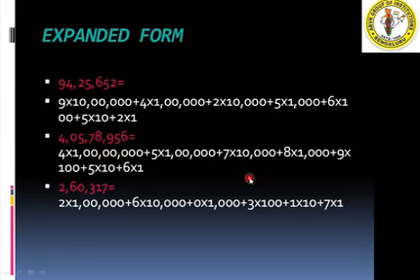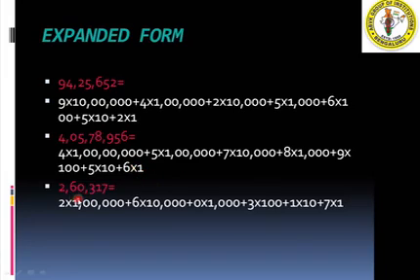Next 8,000s are there. 8 into 1,000 plus here 9 hundreds are there. So this one you will write as 9 into 100 plus then 5 tens. 5 into 10 plus 6 ones. 6 into 1. So this is the way we will write expanded form.